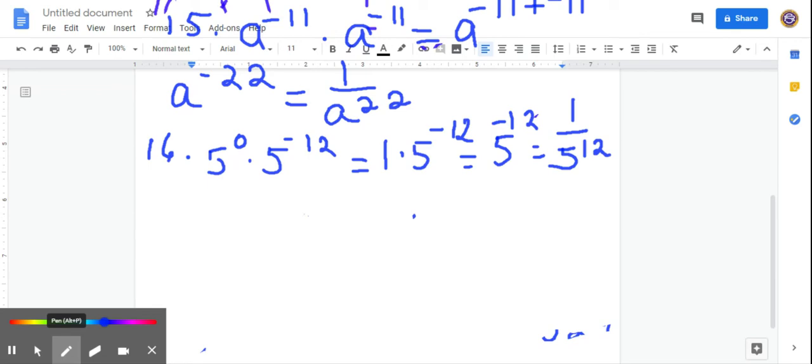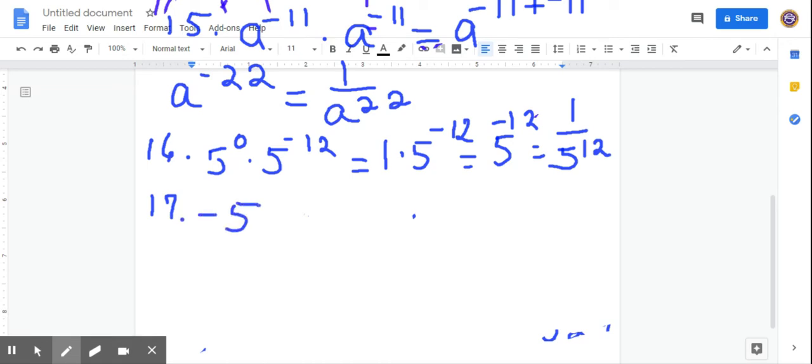Number 17. Number 17 is -5 times 4 to the 0 power. Well, anything to the 0 power is 1, so that becomes -5 times 1. -5 times 1 is -5.